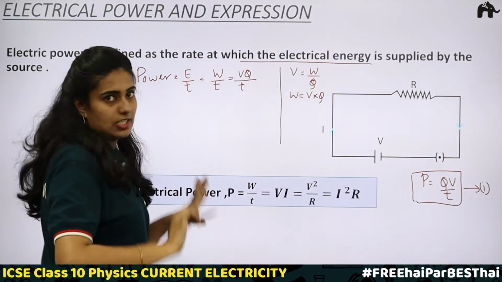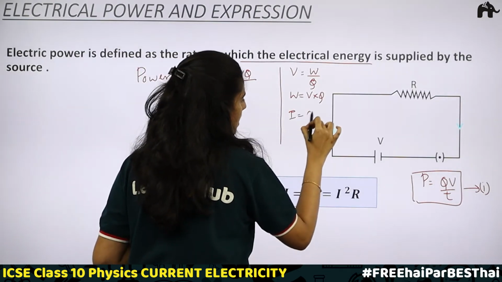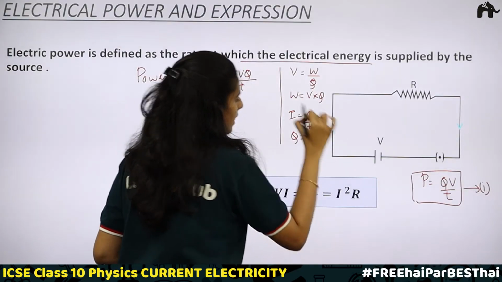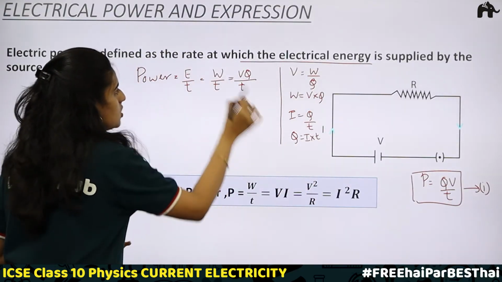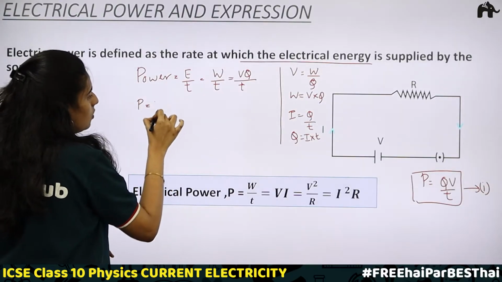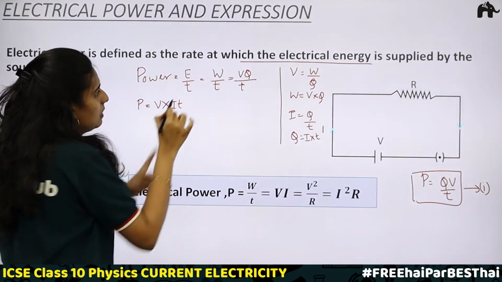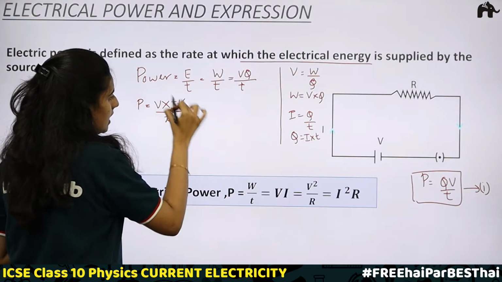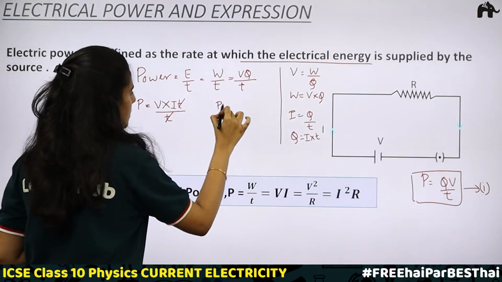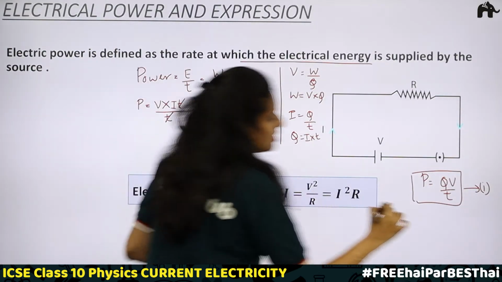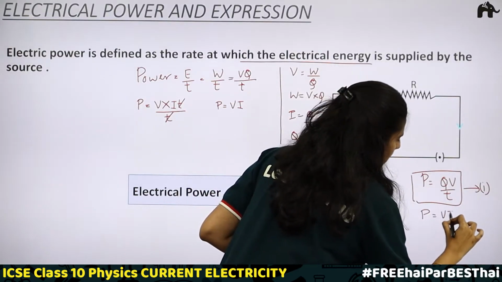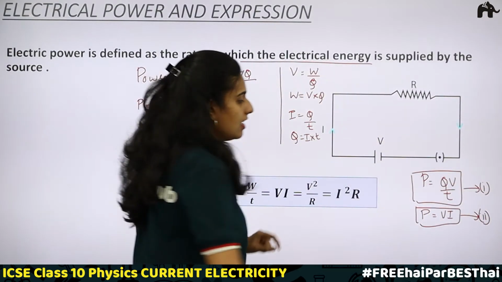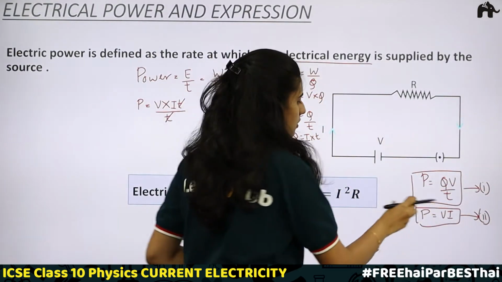Now to get the second equation, we have current I is charge divided by time, and charge Q will be current into time. Substituting here, we'll have power is equal to V into IT. In place of Q, I am substituting IT. V into IT divided by T. T gets cancelled. Therefore power P is equal to VI. So this is your second equation. Power P is equal to VI. Here, when potential difference and current are given, you can find power.